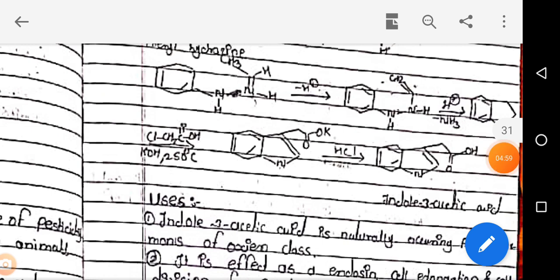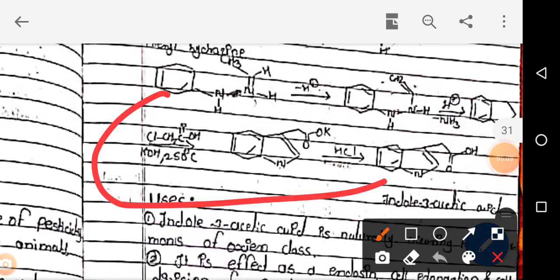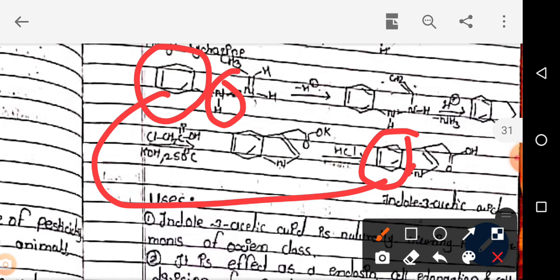The link is that the reactant molecule and the product molecule have the benzene ring in common, and the nitrogen is also common. If you know the structure of the indole 3 acetic acid product, then you can remember that the reactant has some similarity with the product: the benzene ring is the same in the reactant, and the nitrogen is the same in the reactant.